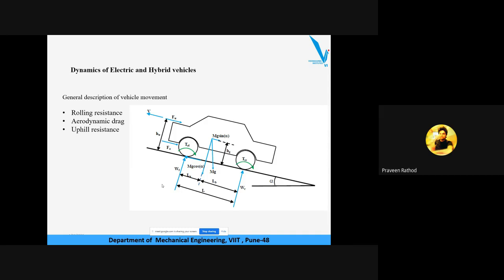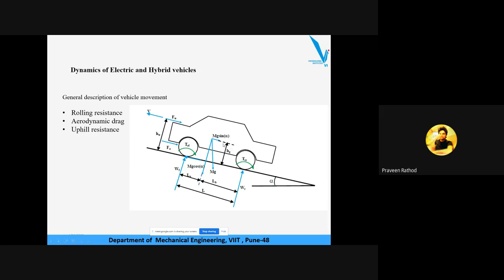WF is the reaction force acting at the front wheel, and WR is the reaction force acting at the rear wheel. If the vehicle is moving on a flat road, these forces are not resolved, so only mg will be acting in the downward direction, where g is acceleration due to gravity. Mg acts downward because the vehicle is moving in the upward direction.